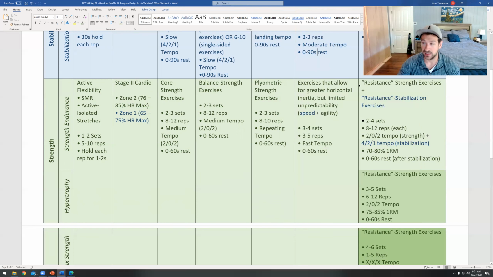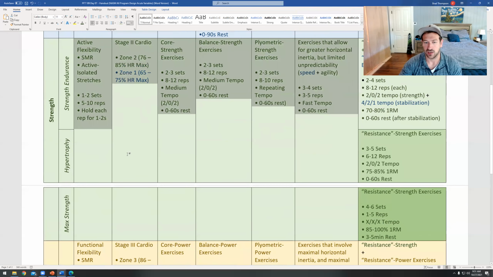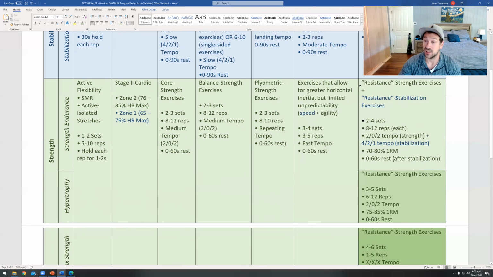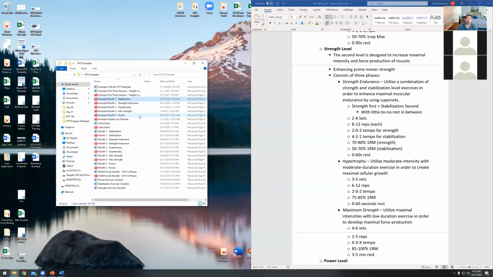So let's look at strength endurance. So here's the thing. When it comes to movement prep, notice how there's no differences here in hypertrophy and there's no difference in max strength. Your movement prep is the same. That's all level based. That's what we've been looking at until now, right? So if I had a client doing movement prep in strength endurance or hypertrophy or max strength, it would be identical every time. I wouldn't need to make any changes there.